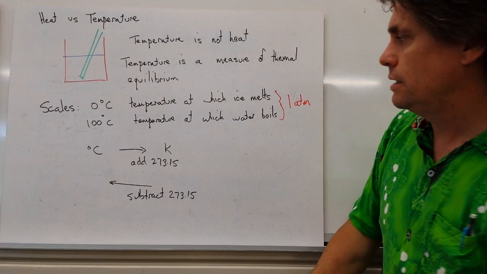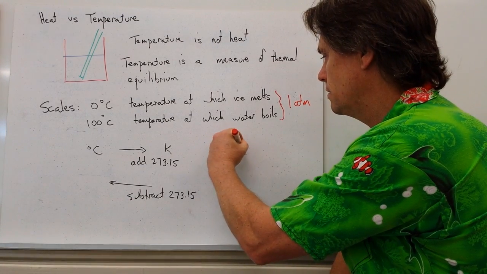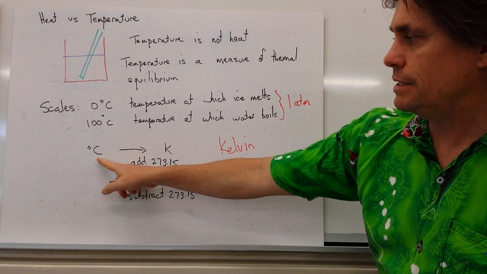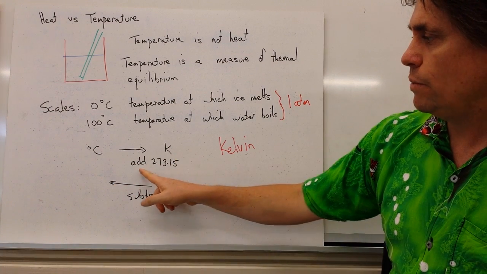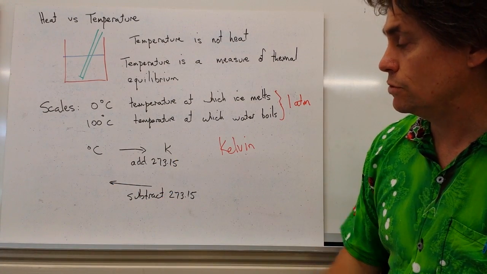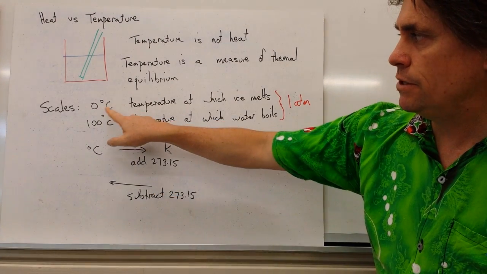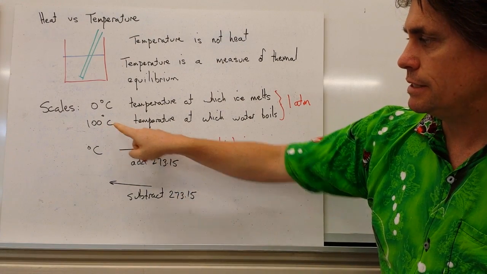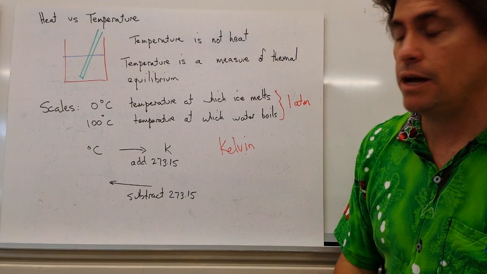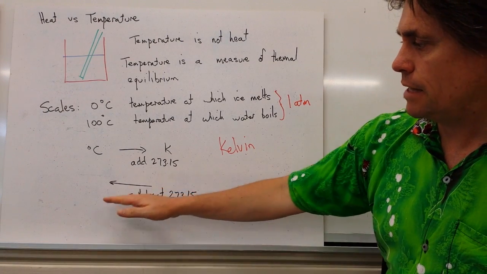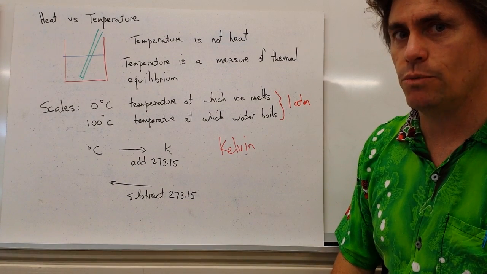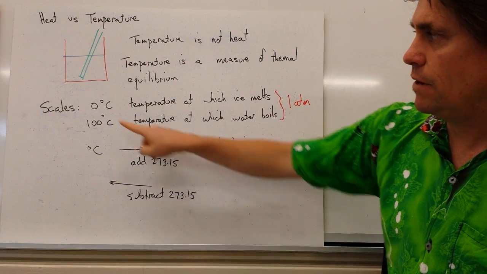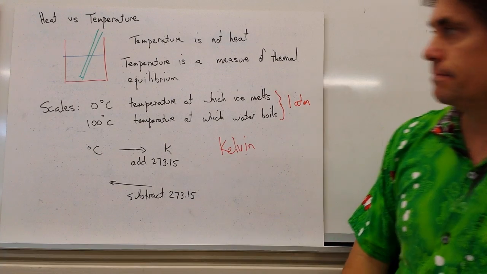Now we have a second scale, which is called the Kelvin scale, which is an absolute temperature scale. And to convert from degrees C to Kelvin, we always add 273, or 273.15. So 0 degrees C is 273.15 Kelvin, 100 degrees C is 373.15 Kelvin. If we want to go back the other way, we have to subtract 273.15. So 273.15 minus 273.15 will give us 0 degrees C.